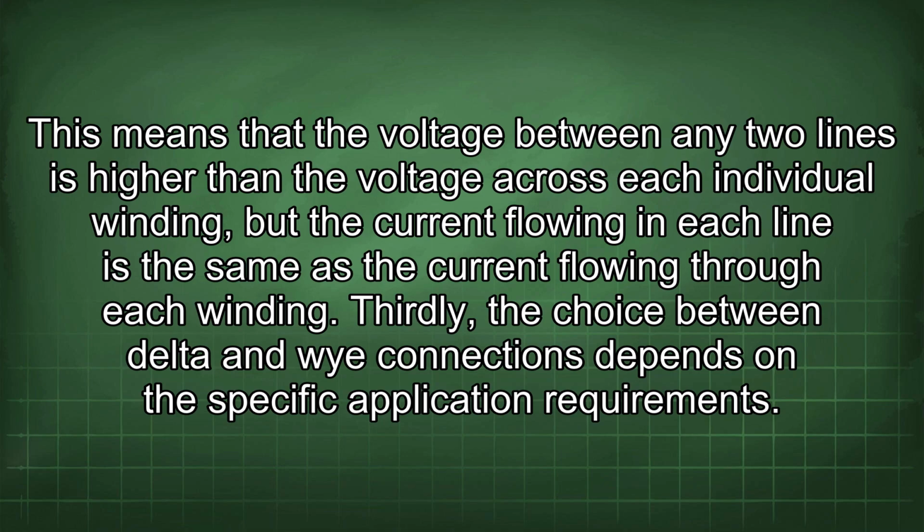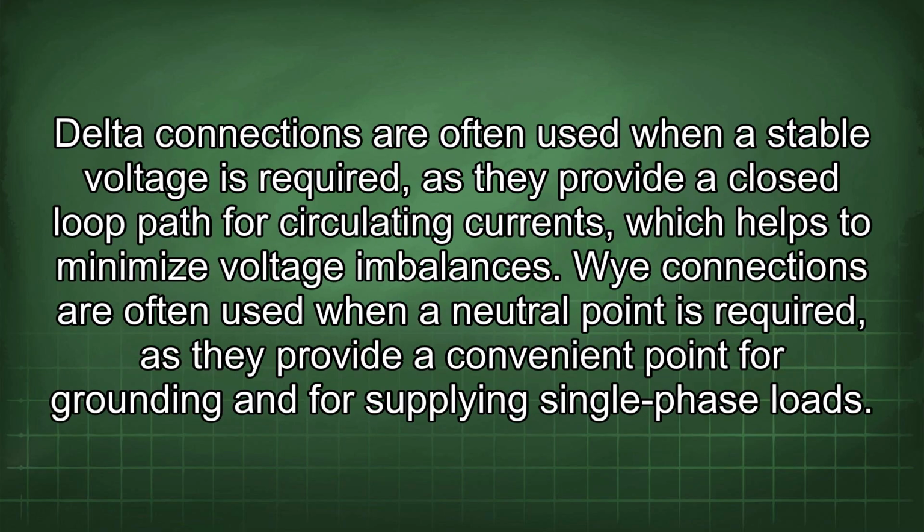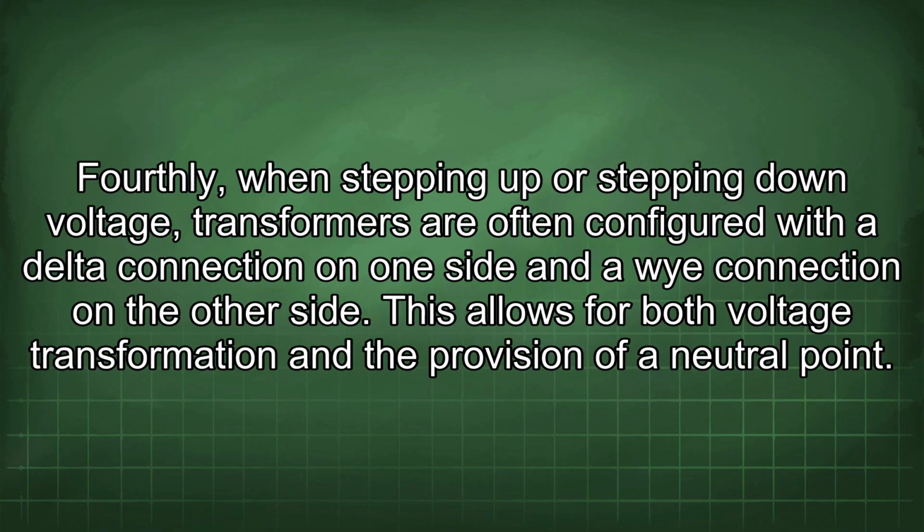Thirdly, the choice between delta and Y connections depends on the specific application requirements. Delta connections are often used when a stable voltage is required, as they provide a closed-loop path for circulating currents, which helps to minimize voltage imbalances. Y connections are often used when a neutral point is required, as they provide a convenient point for grounding and for supplying single-phase loads.